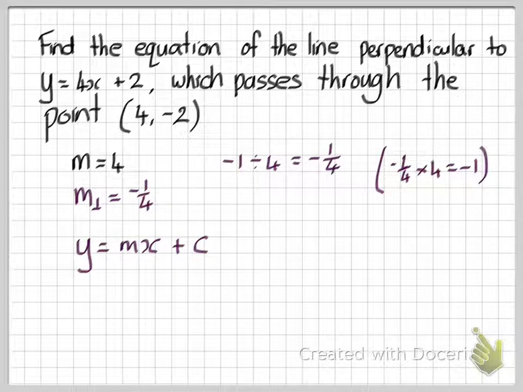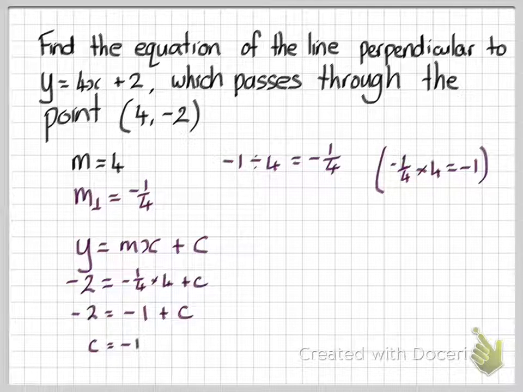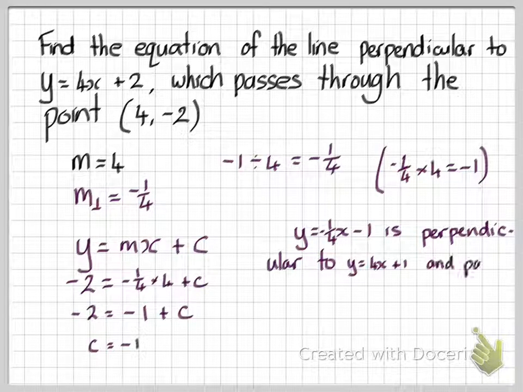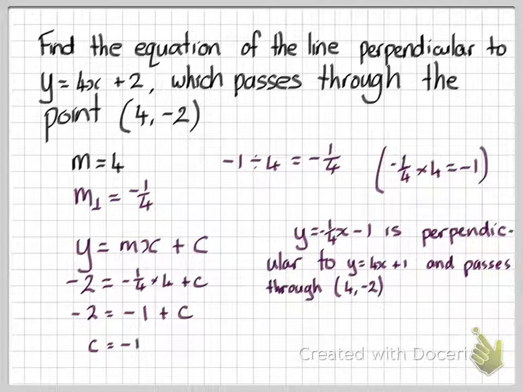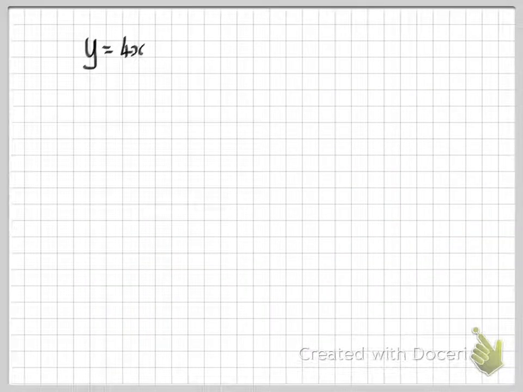So we've got the formula y equals mx plus c. We put the gradient in first, and we use the point (4, -2). We change side, change sign, and we find that c equals -1. So the equation of the line is y equals -1/4x minus 1. Now if we were to make a statement, it is perpendicular to the line y equals 4x plus 2 and passes through the point (4, -2).